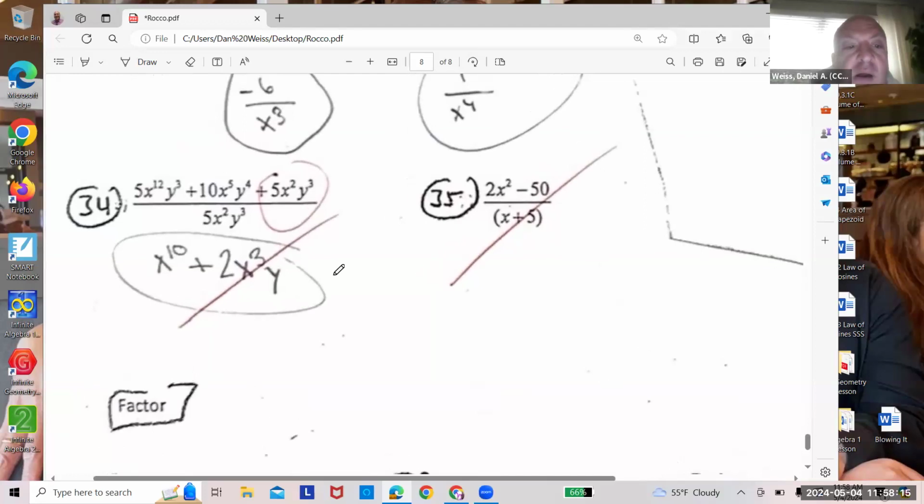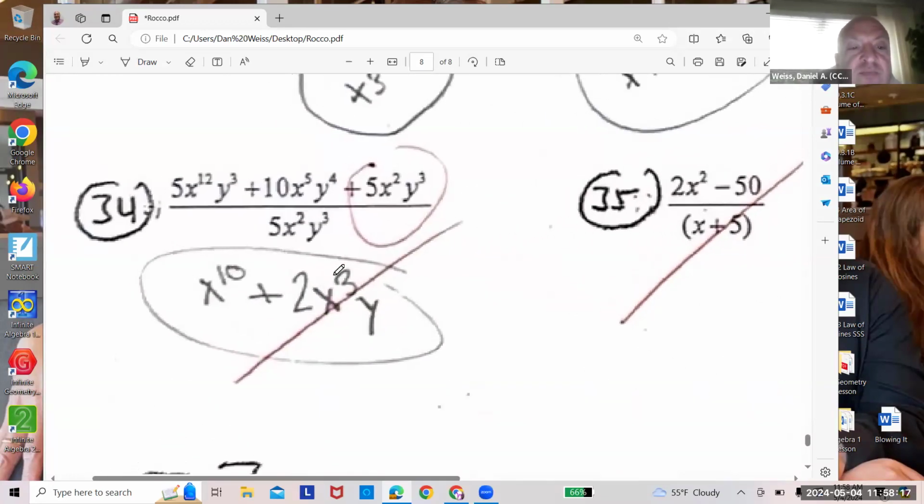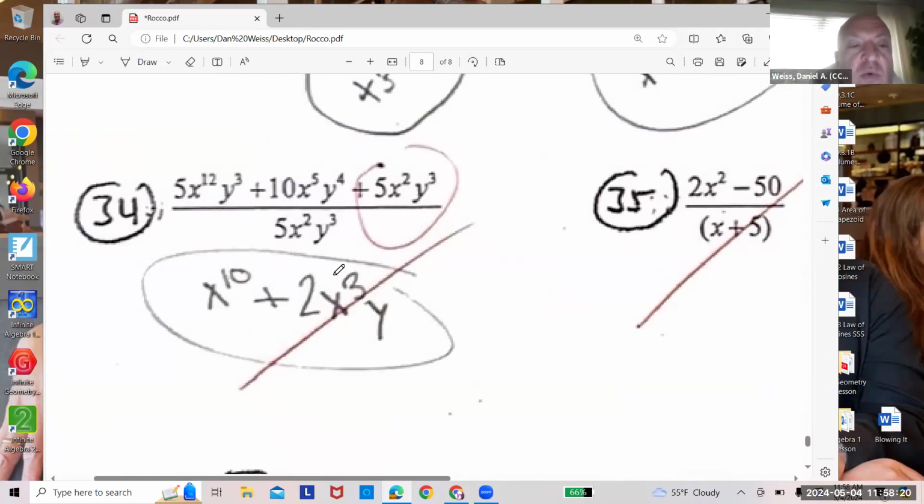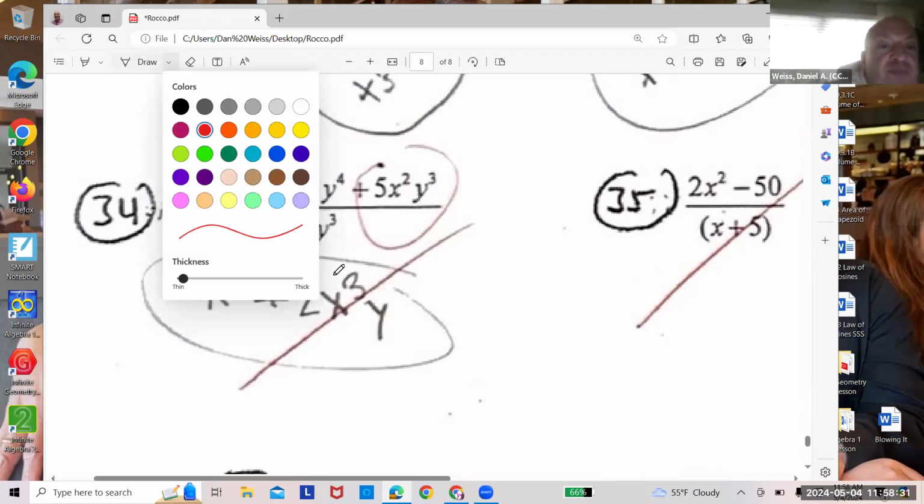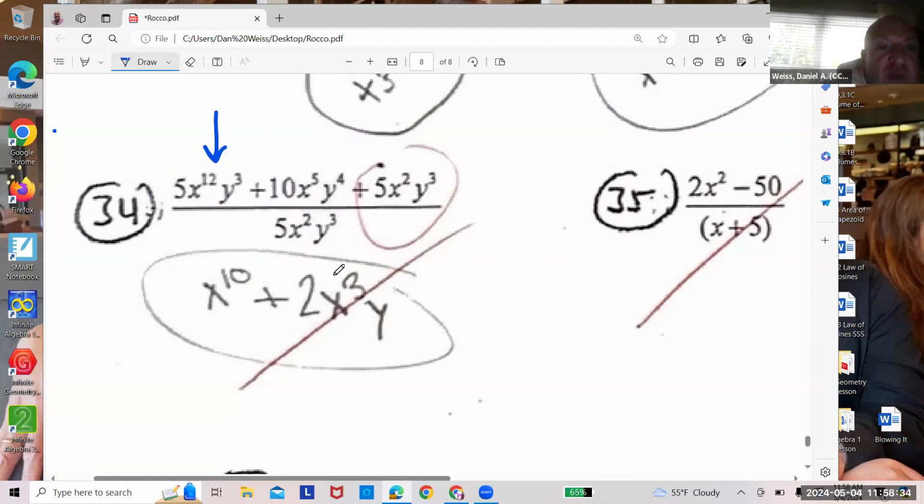Here, all right, in this one, we're going to do one by one. We're going to separate this into 3 parts. First, you're going to do this one divided by this, and then this one divided by this, and then this one divided by this. Okay, 3 parts. So the first part of the answer, 5 divided by 5, that's 1.